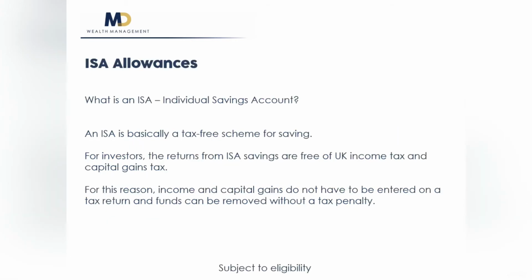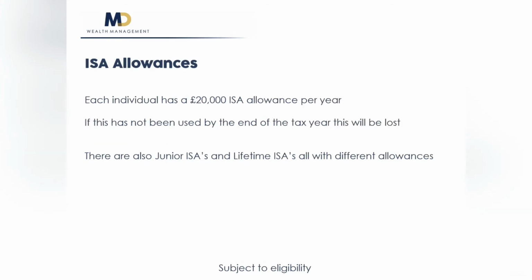ISA allowances. ISAs are individual savings accounts, so it's per individual. An ISA is a tax-free savings scheme where you don't pay income tax or capital gains tax on any of this. Each individual has a £20,000 annual allowance per year, and if not used by the end of the tax year, it is lost. There's also a junior ISA, if you're under 18, and there's also a lifetime ISA, if you're between 18 and 40.